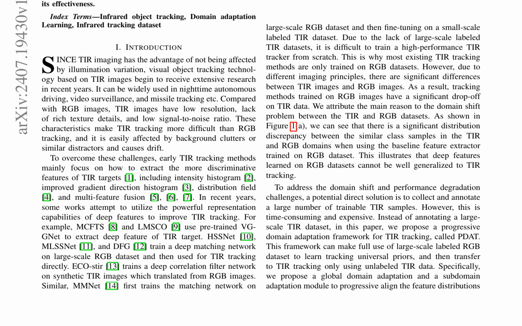However, most existing TIR tracking methods are trained on RGB datasets, resulting in a performance drop-off due to the domain shift problem. The authors visualize the feature distribution of the baseline and the proposed progressive domain adaptation model using TSNE, demonstrating that the distance between the feature distributions of similar samples in different domains is significantly reduced after using the global domain adaptation and subdomain adaptation modules.